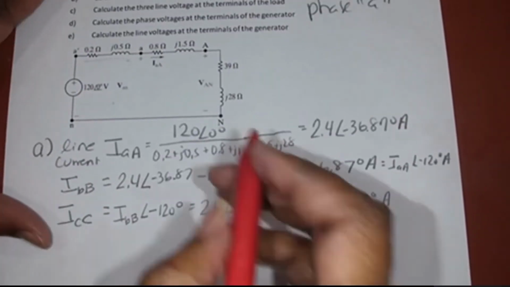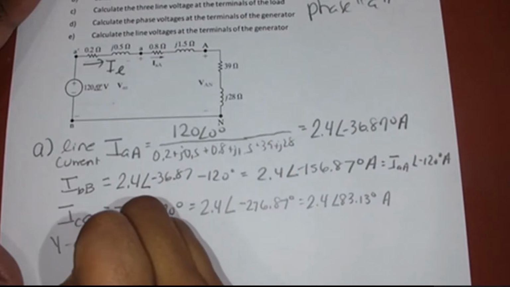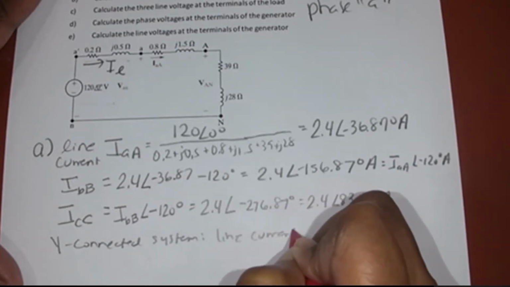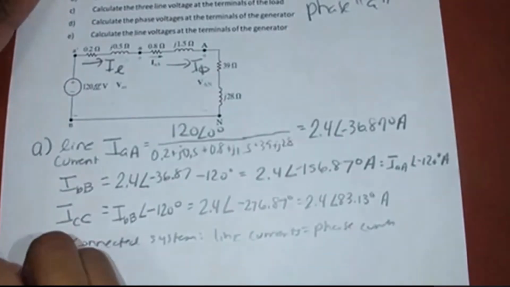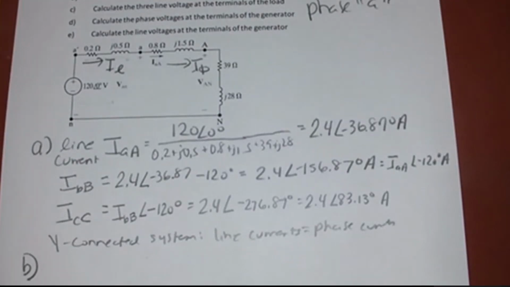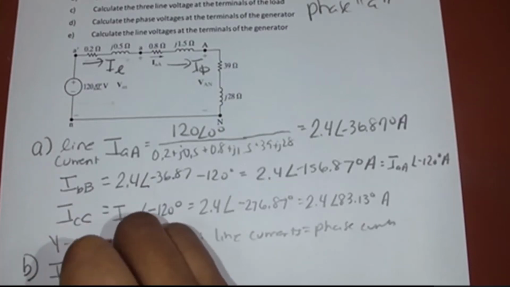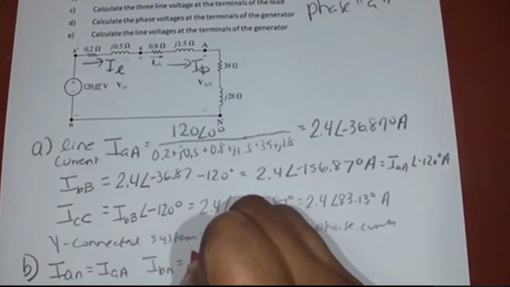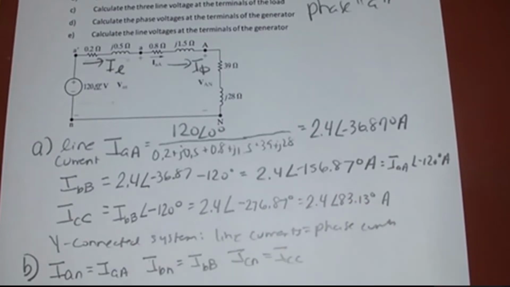All right, so this was the line current. This is called the line currents. For a Y-connected system, line currents equal phase currents. So that means these are also your phase currents. So that means the answers for Part B are that IAN equals IAA, IBN equals IBB, and ICN equals ICC. Okay? Phase currents equal line currents for Wye-Wye connected. So A and B is done.